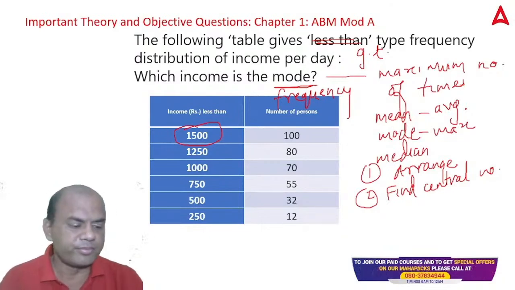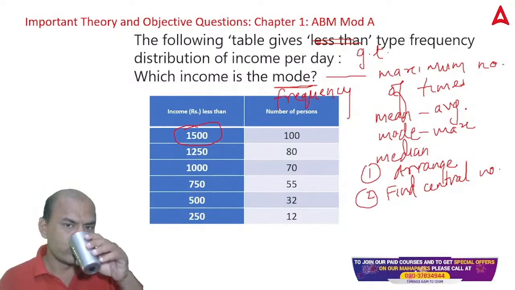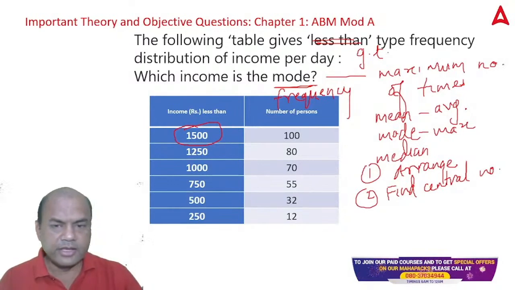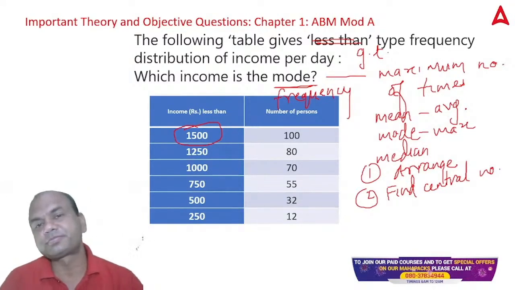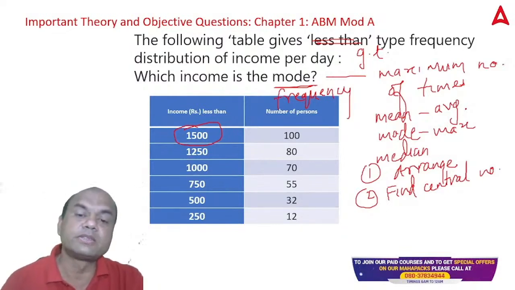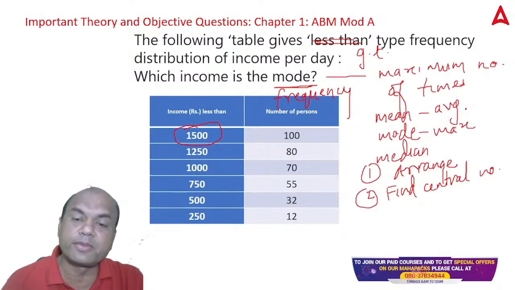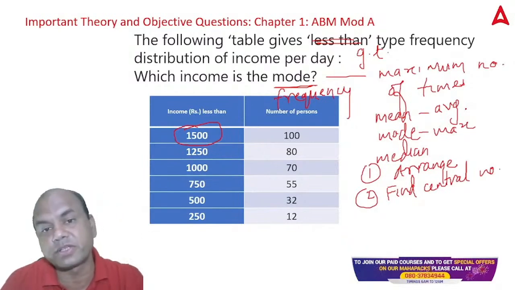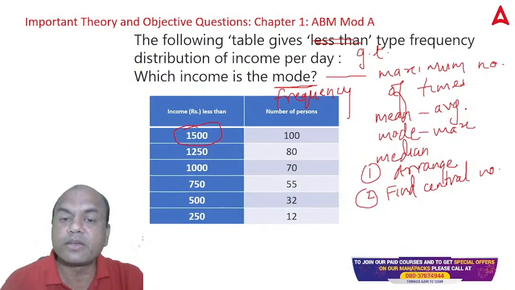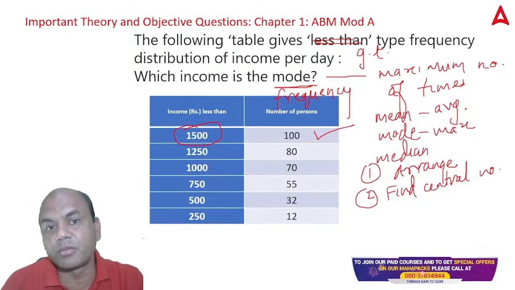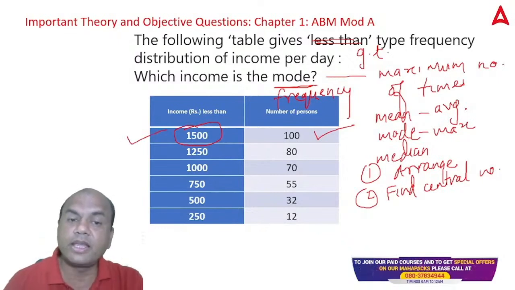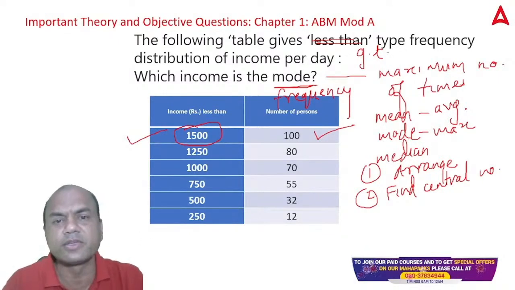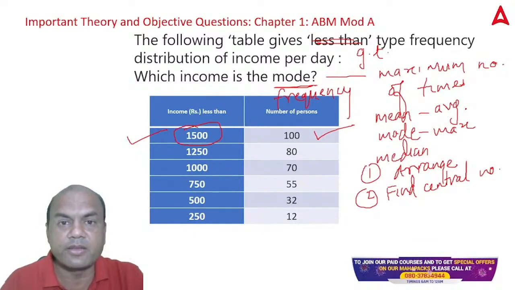So now tell me, what is the mode in this? Which one is coming maximum number of times? This is the frequency. Which one has a maximum frequency is a mode. So which is having maximum frequency? 100. So which income class is having this modal class? This is 1500. So this is your answer. In exam, tick on that wherever 1500 is given. Clear, simple? Got it? Shall we move ahead?